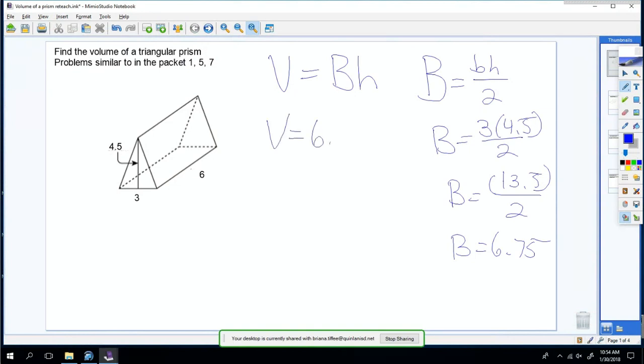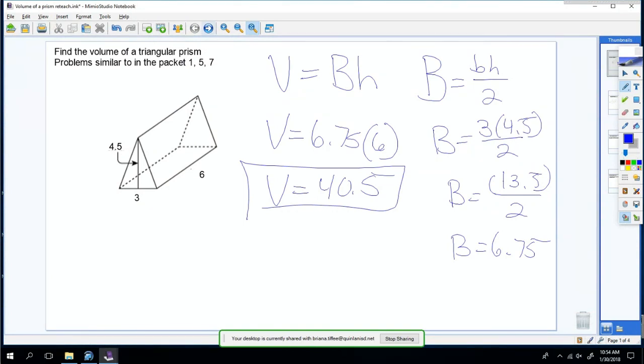So big B is 6.75, and then the height is 6. So 6.75 times 6 is 40.5. So that's how you find the volume of a triangular prism. So in the packet that you're about to do after the video, number 1, 5, and 7 will be very similar to this. All right, let's try another one.